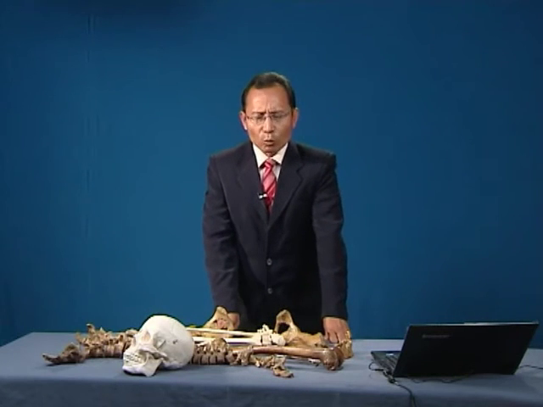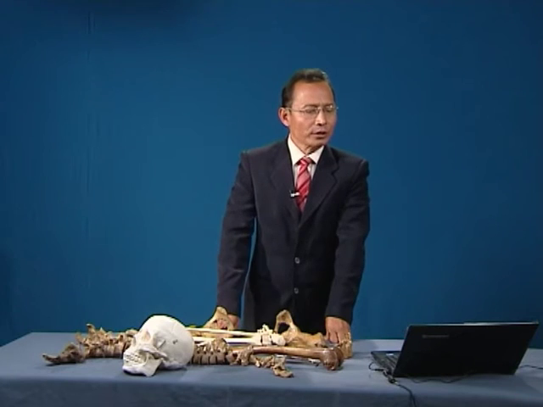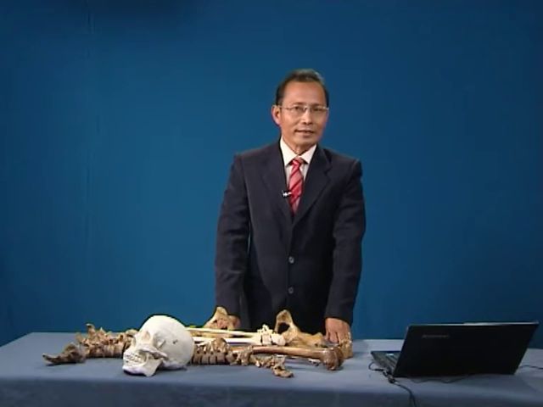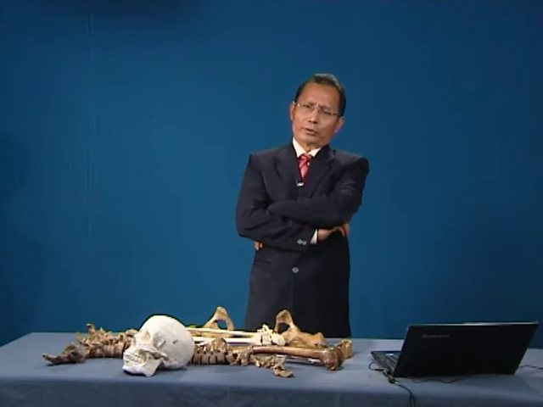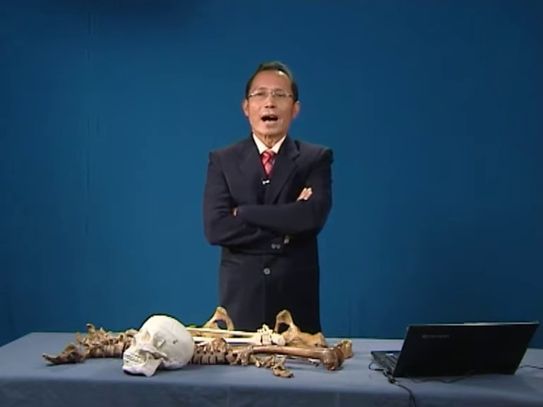Now, let us see what are the main functions of skeleton, that means endoskeleton. One of the most important functions of endoskeleton is to support the parts of our body. Without a framework, without a structure, the soft part cannot stand on its own. So it needs a support. That is why it supports the soft part.